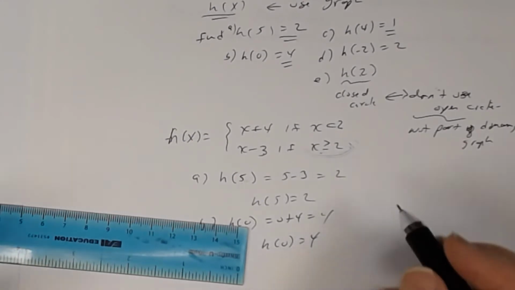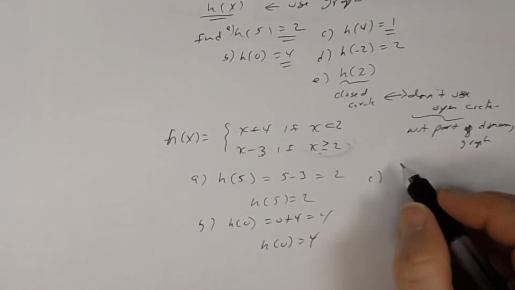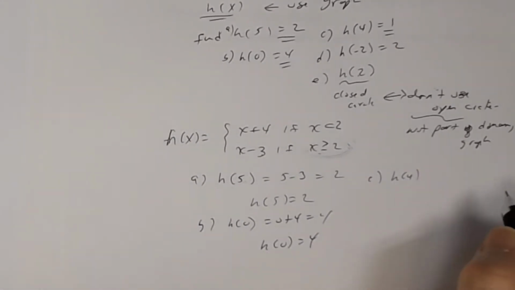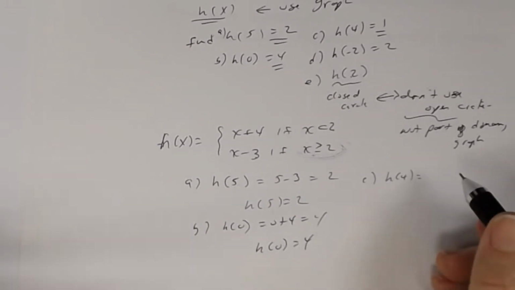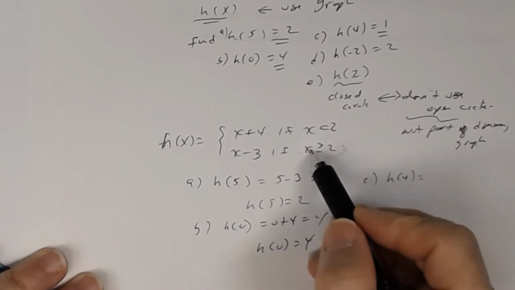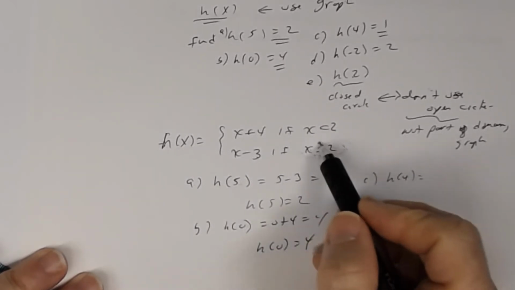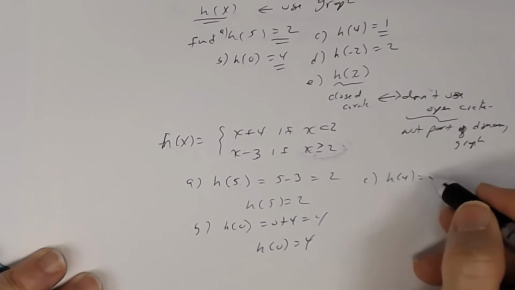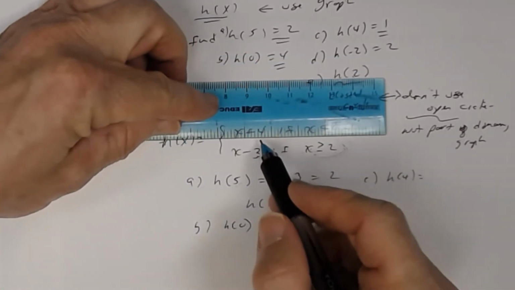Okay. C, let's say you want to find h of 4. Again, you've got to figure out which of these you're going to use. Is 4 less than 2, or is 4 greater than or equal to 2? Well, 4 is greater than or equal to 2, right? So you're going to use this one. If you need to, cover up the top part then.